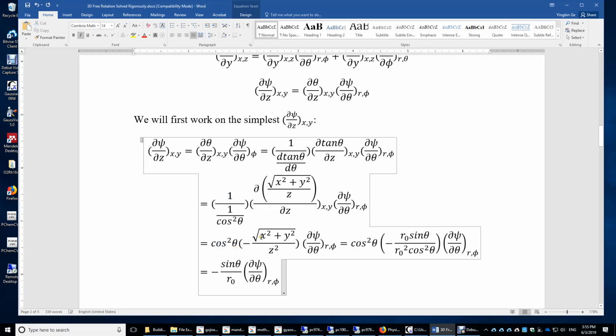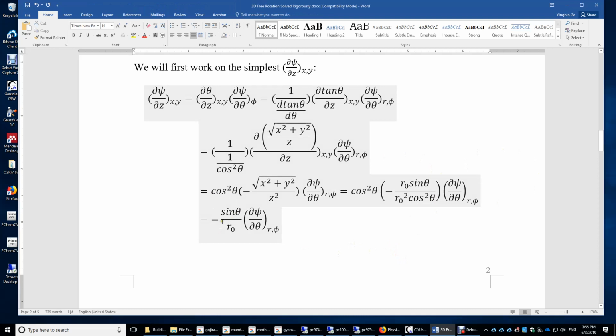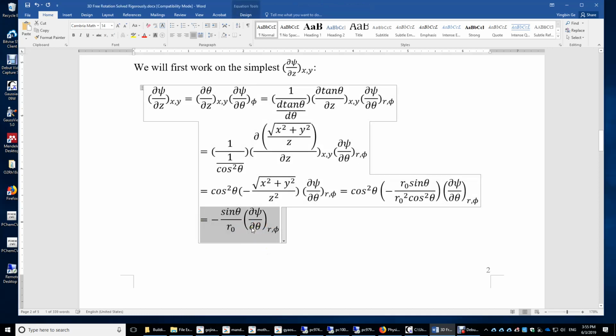And then we plug in the expression of x, y, and z in terms of r, theta, and phi. And we have this expression here. We simplify this whole expression. We get negative sine theta over r naught times delta psi over delta theta. So this is simply the first derivative of psi with respect to z.